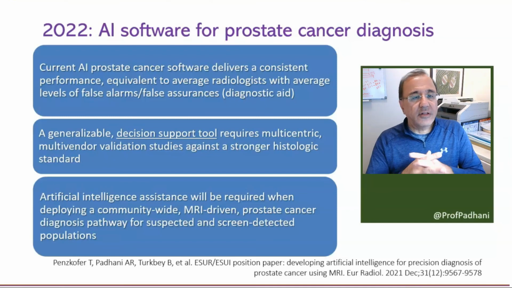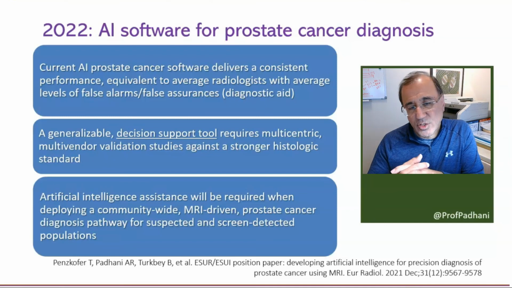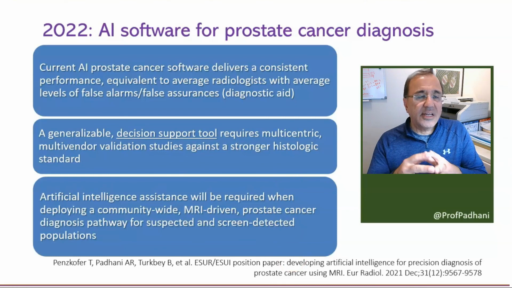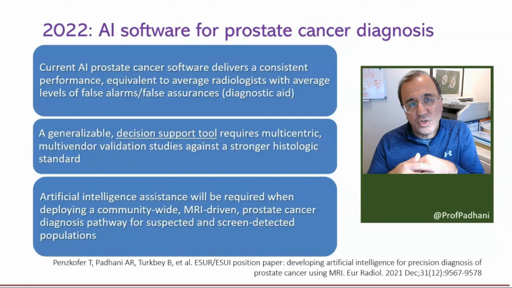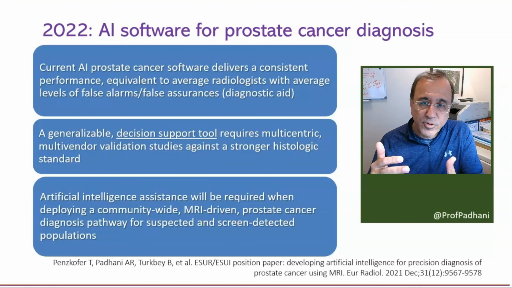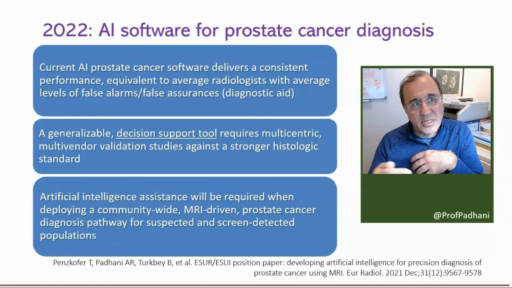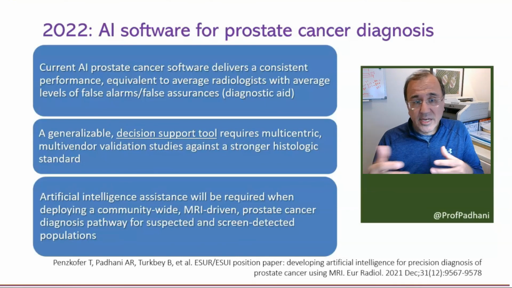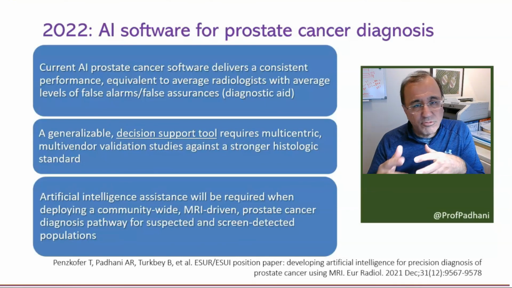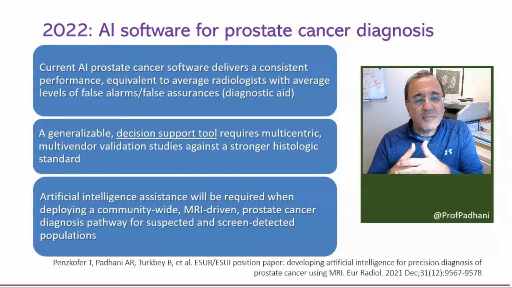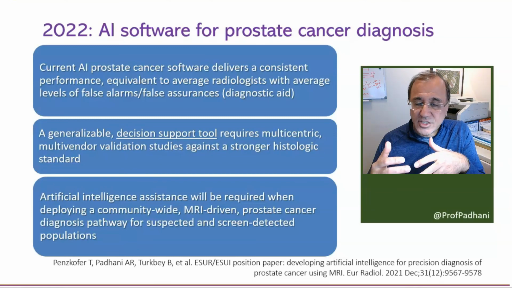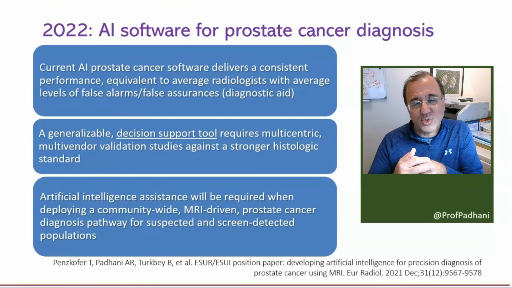So here are my final remarks. The current AI software delivers a consistent level of performance that is equivalent to an average radiologist with average levels of false alarms and false reassurances. In other words, it can serve as a diagnostic aid. However, it isn't ready as a decision support tool, which will require multicentric, multi-vendor validation studies against a stronger histological standard, which is histological validation, which is not yet available.